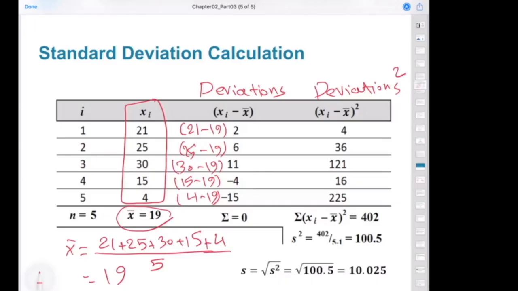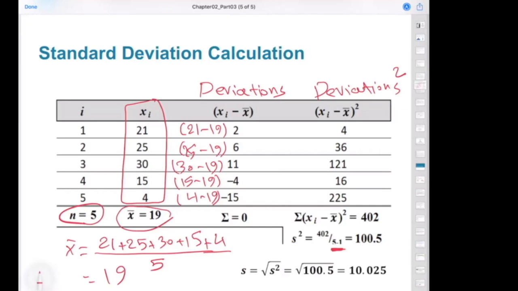Now you have a number for the total. So the sum of (x minus x bar) squared is equal to 402. Now you can divide the sum of the squared deviations by n minus 1. So n here is 5, we have 5 numbers. So you have 402 divided by 5 minus 1, or 4. So you have 100.5.